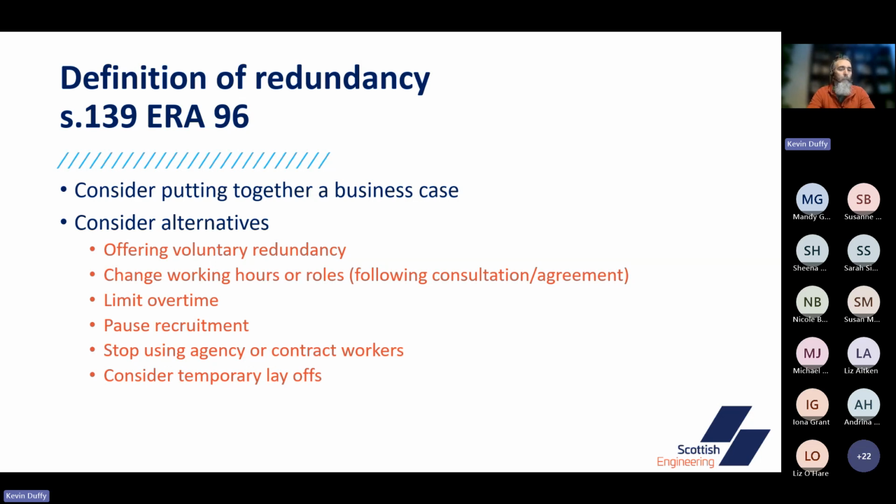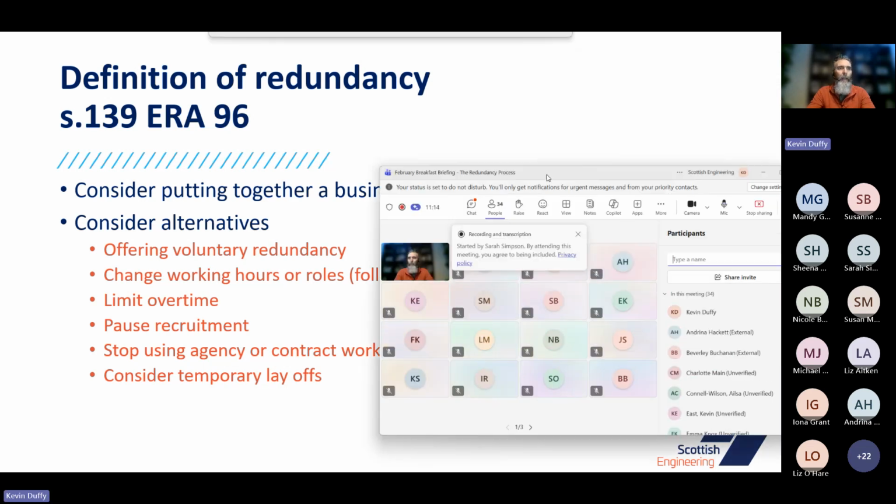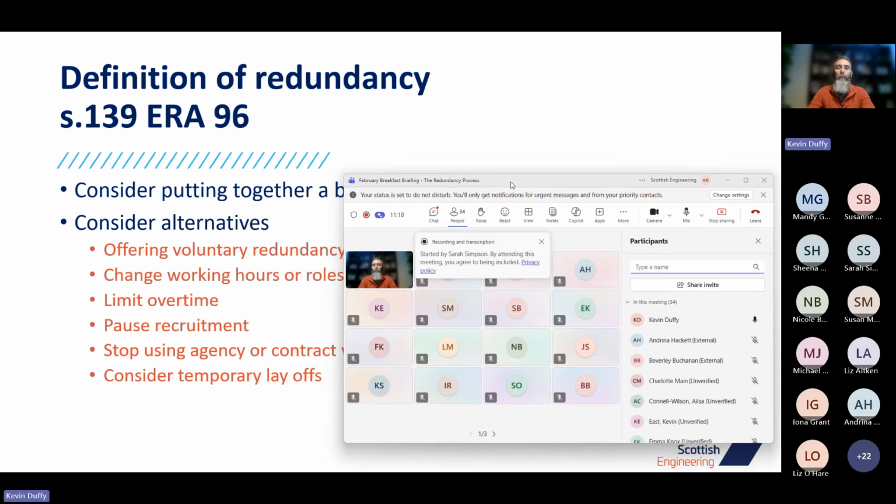Now what you do is you then put that business case to the employees who are at risk, and you then look to them during that process to see if there's any way to mitigate or avoid the need for redundancies. And that's the whole idea of consultation, is you'll offer voluntary redundancy, you look for changing roles or working hours, limiting overtime, pausing recruitment, things like that. All of these are ways, hopefully, that a company can mitigate or avoid the need for redundancy.